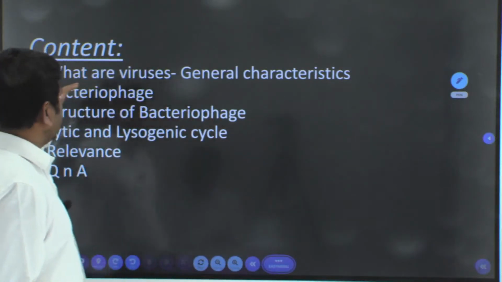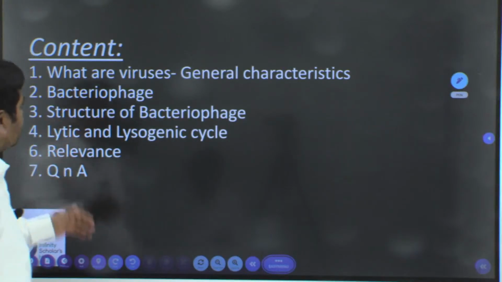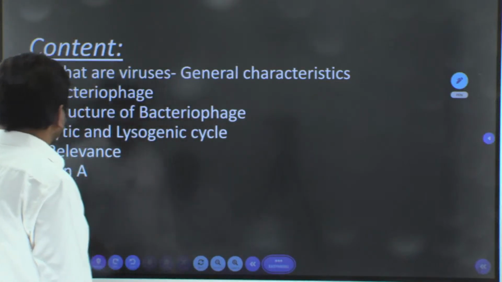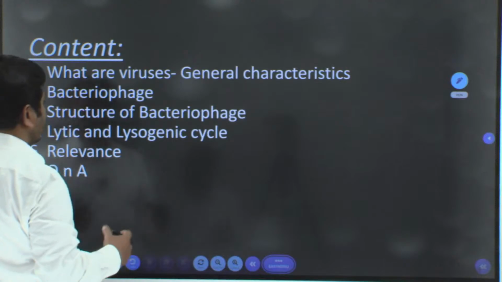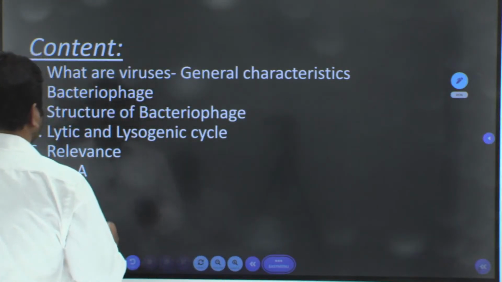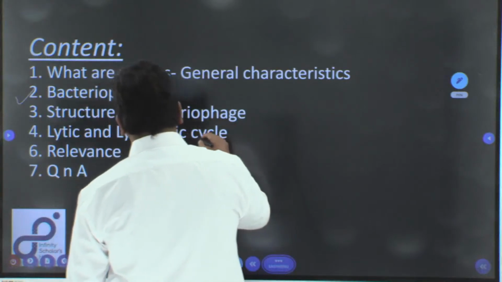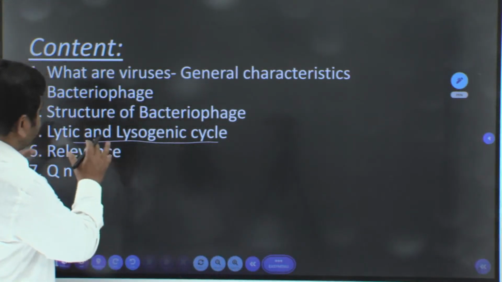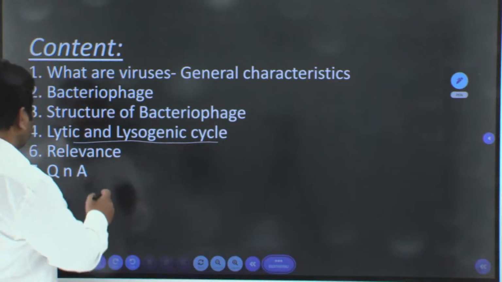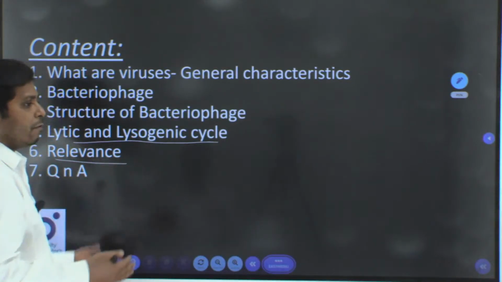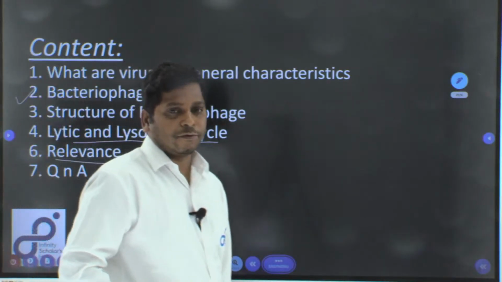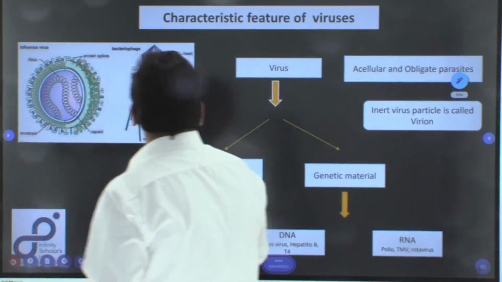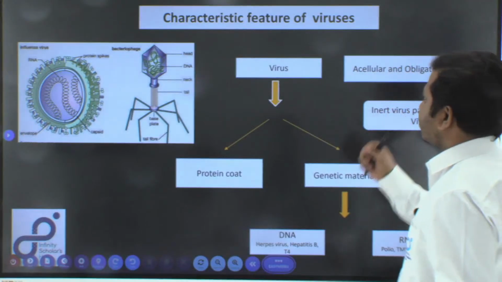So this is the content that we are going to follow today. We'll discuss what viruses are, their general characteristics, what bacteriophages are, the structure of bacteriophage, and we will specifically give maximum emphasis on Lytic and Lysogenic cycle, because most of the questions in the examinations usually come from these two parts. And then we'll talk about the relevance of this particular chapter, and then we'll take up some questions which usually come in the NEET examination. So let's begin.